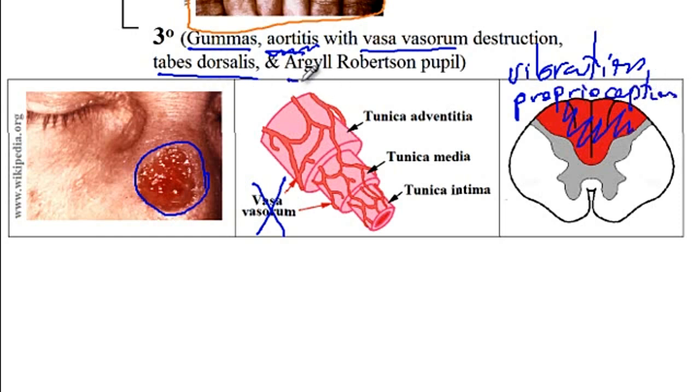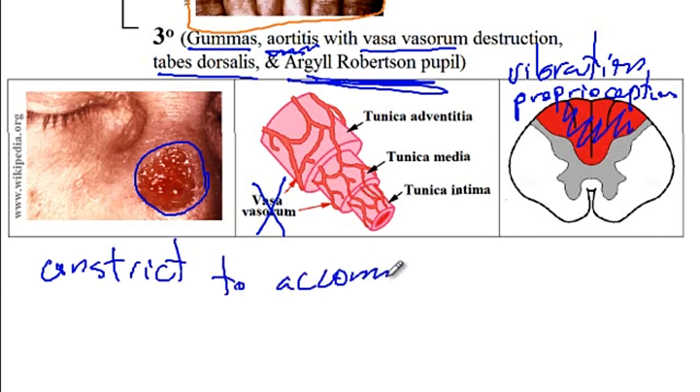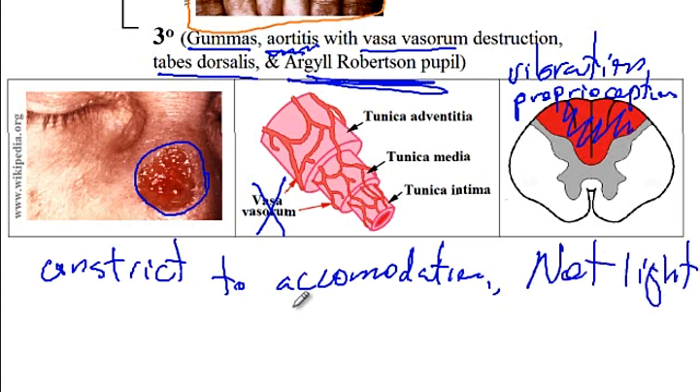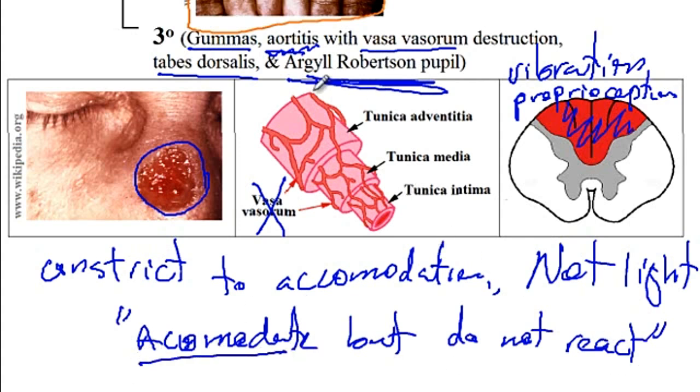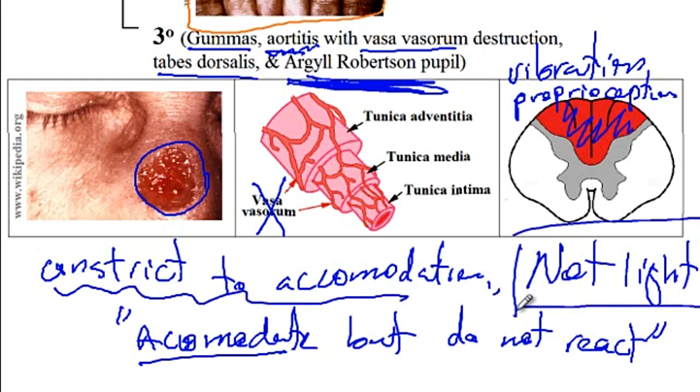And then finally, these patients can also present with Argyll Robertson pupil, where they will constrict to accommodation but do not react to light. And so for the same reason, because they accommodate but do not react, the name prostitute's pupil is given to it. So it's like a mnemonic: prostitutes accommodate but do not react. Therefore, the other name for Argyll Robertson pupil is prostitute's pupil, because these patients constrict to accommodation but do not constrict to light.